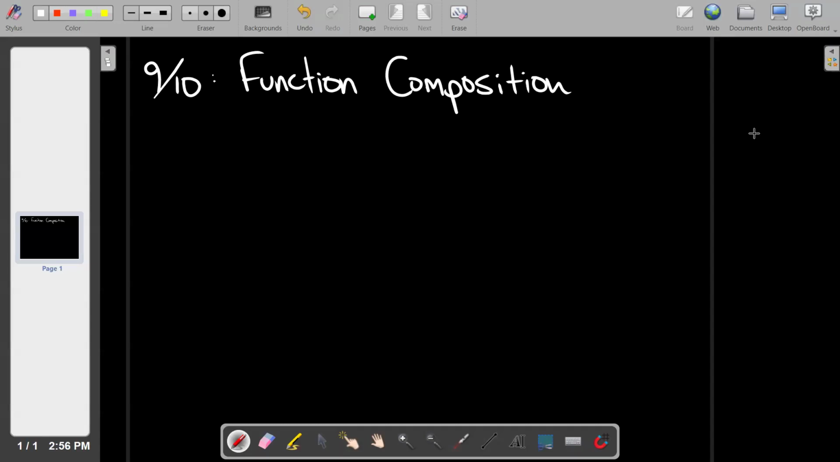Yeah. So we spent a little bit of time just with the basics of evaluating a function. Today, we're going to look at how to compose two functions with each other. This will be a several day endeavor. This is not a quick one and done kind of thing.